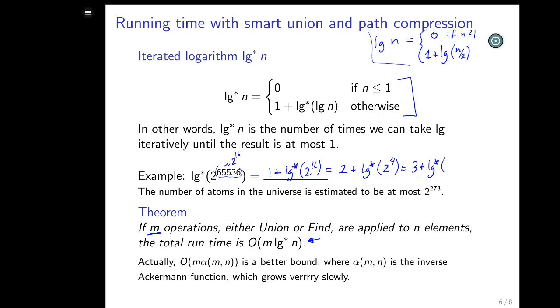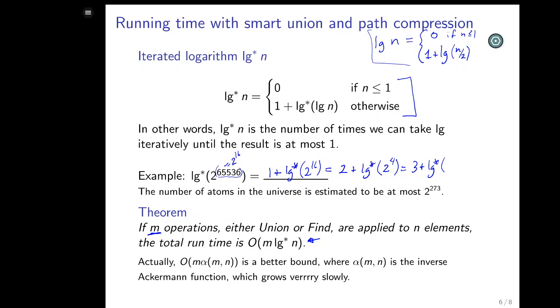Oh yeah, maybe there's an easier way to think about this. Okay, imagine that you took a number and you wrote it as 2 to the 2 to the 2 to the 2 to the 2 to the 2 to the 2 to the 2 to the 1. Imagine you wrote it that way. Then log star would be the number of 2's in the tower. I don't know if that was helpful or not. But anyway, let's take a look.